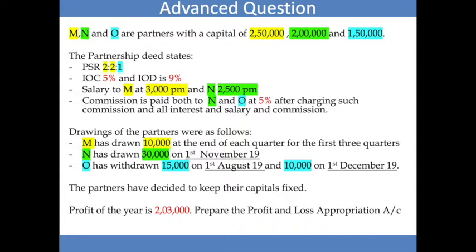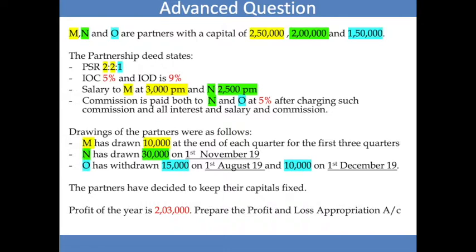Now whenever this word after is used, the denominator will be added with the percentage of the commission, and you can see over here that both the partners N and O are given 5% each commission. Therefore the total denominator will be 100 plus 5 plus 5, so the denominator will become 110, and commission of N will be 5 by 110 and O 5 by 110. This we'll see when we do the calculation. Now please understand that this commission will be calculated before we distribute the profit among the partners in 2:2:1 ratio, which has been provided at the top.